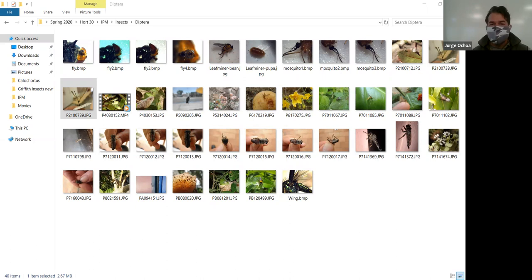In this case, there was a lot of what looks like, we're going to call them fungus fly, but I think they're like fruit flies. But they were feeding on this fungi. And they were very happy.